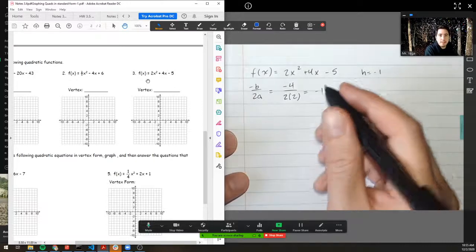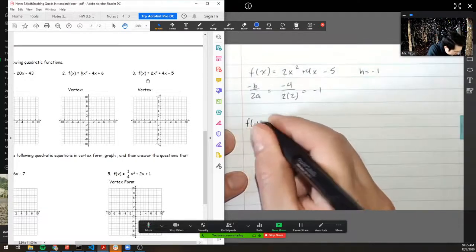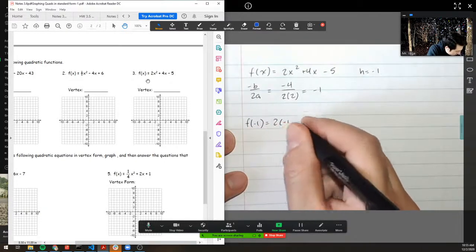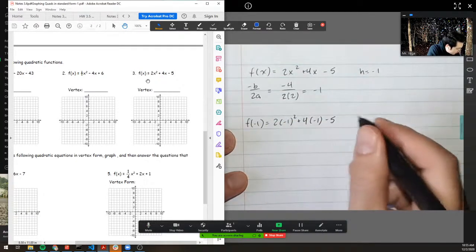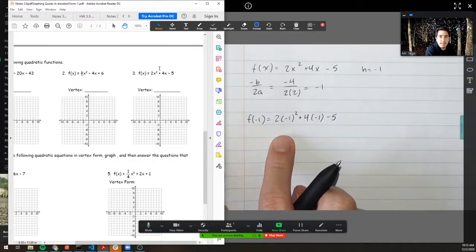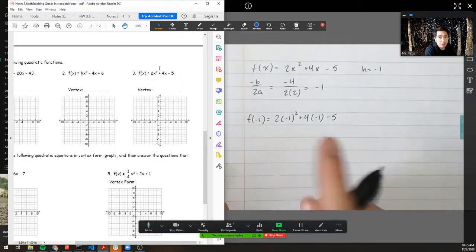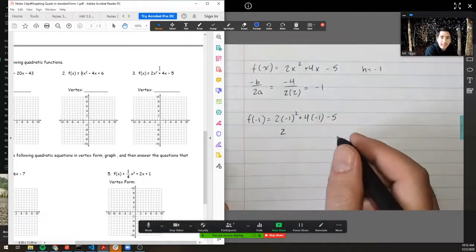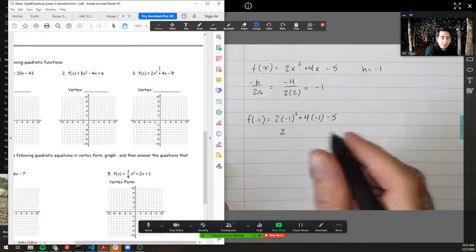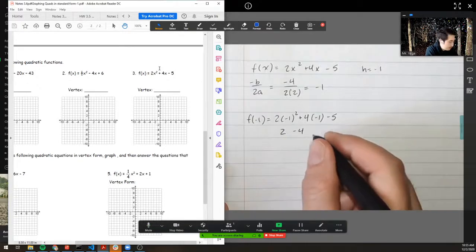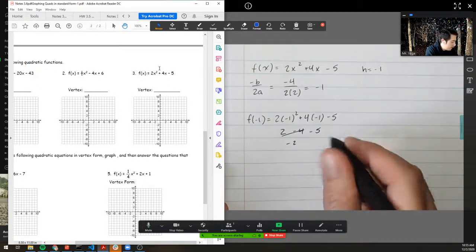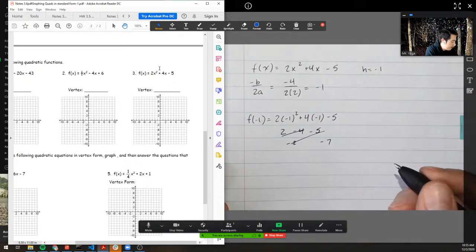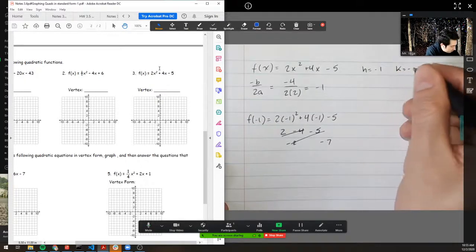Plug that back into this function. So f of negative 1 is 2 times negative 1 squared plus 4 times negative 1 minus 5. And then evaluate. Negative 1 squared is positive 1. Positive 1 times 2 is 2. Negative 1 times 4 is minus 4. And you have the minus 5 there. 2 minus 4 is negative 2. Negative 2 minus 5 is negative 7. The k value is negative 7.